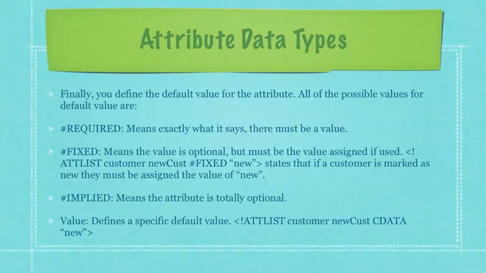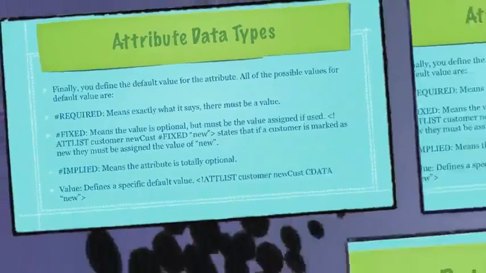Implied means the attribute is totally optional. And value defines a specific default value. Here, much like the previous example, I'm using the element named customer, I'm assigning an attribute named newcustomer to it, and I'm saying if they want to use a value, it must be the text new.